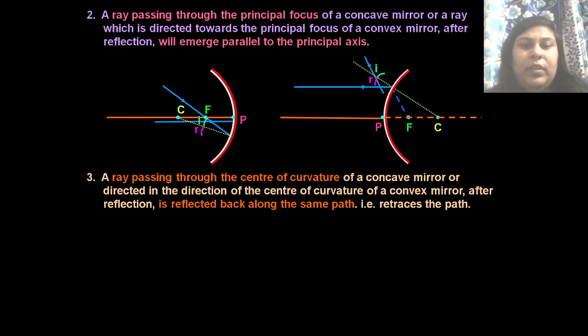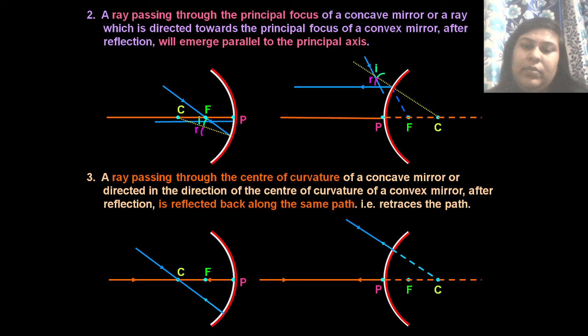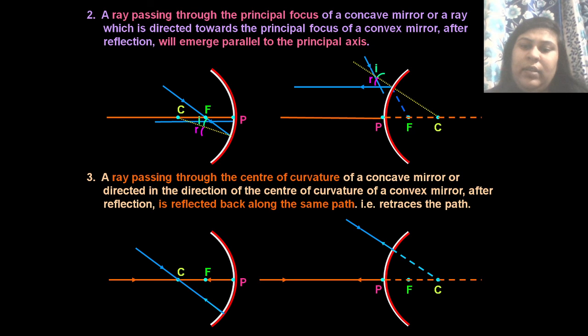Third, if any ray is passing through the center of curvature, it reflects back along the same path. It means that any ray incident from the center of curvature will also return in the same direction. So this is the incident ray. I will show it to you again. First is the incident ray, and after that you can see the reflected ray, and then I make it in a backward direction.